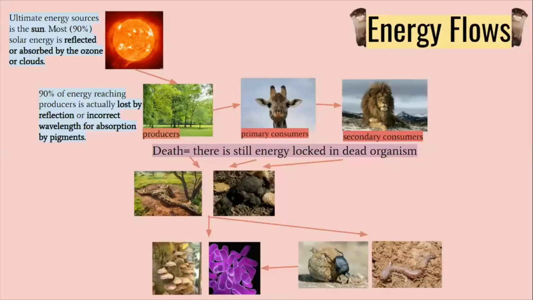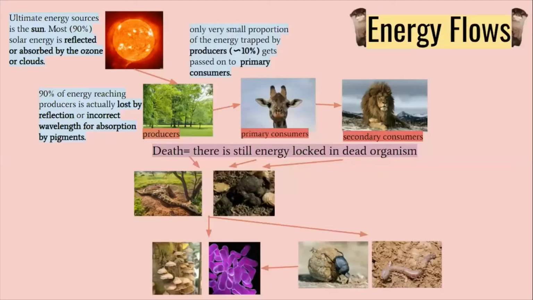Now the primary consumer is the herbivore. As you can see, we've got the giraffe here in the middle. We know herbivores eat plant materials, so they are going to take it in as holozoic feeders. So we know that the giraffe is a holozoic feeder.